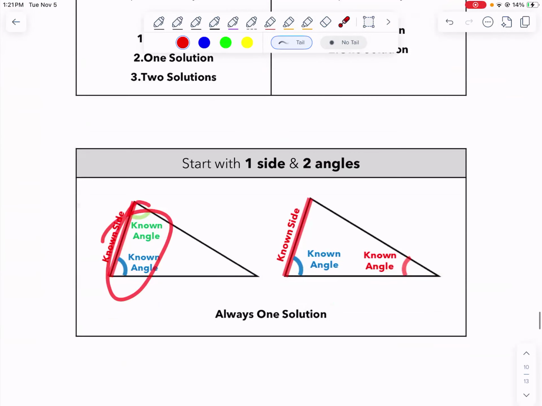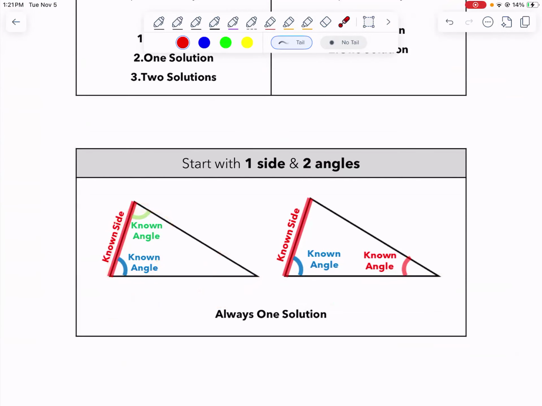If you start with two angles, which really means that you start with three angles, and then you have a known side, there's always going to be one solution and one solution alone. Those examples are just from a previous section. Real quick, let me pause this, hold on.